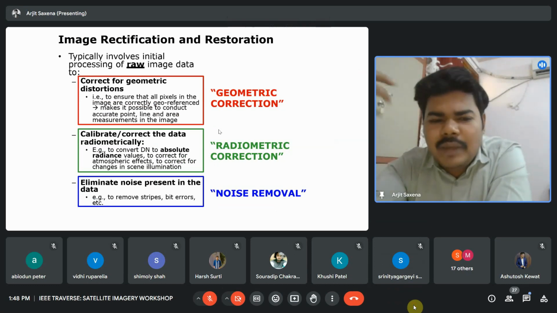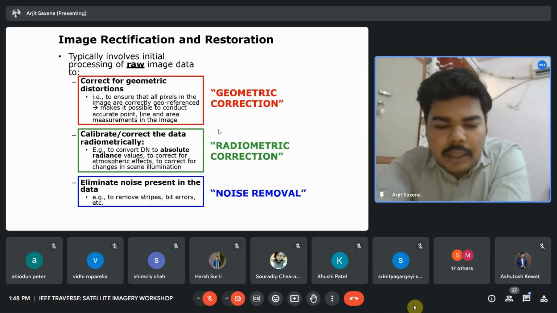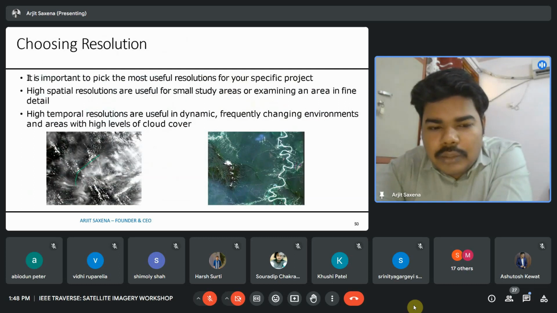Noise removal is simple. Remove these types, remove the bit errors. You can remove the noise in the image. This is an example of noise. These clouds are an example of noise in a particular image.